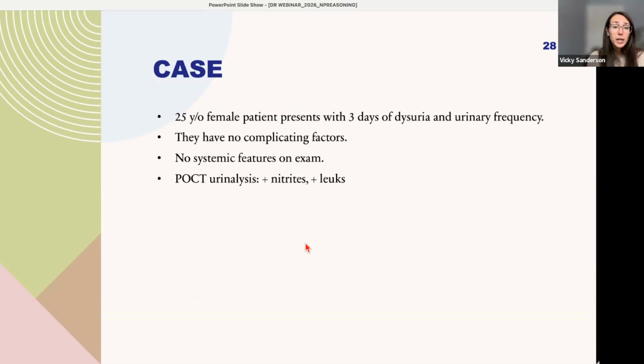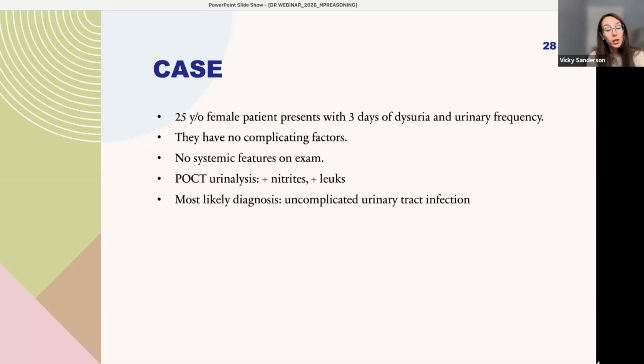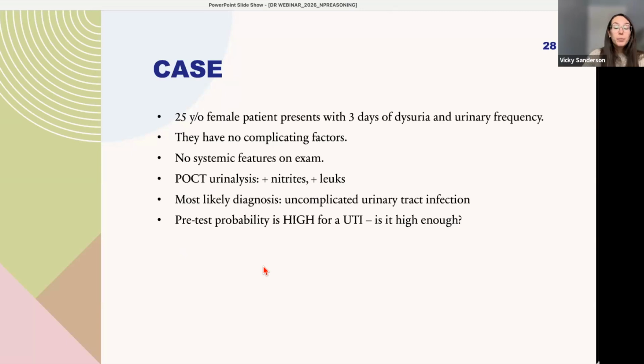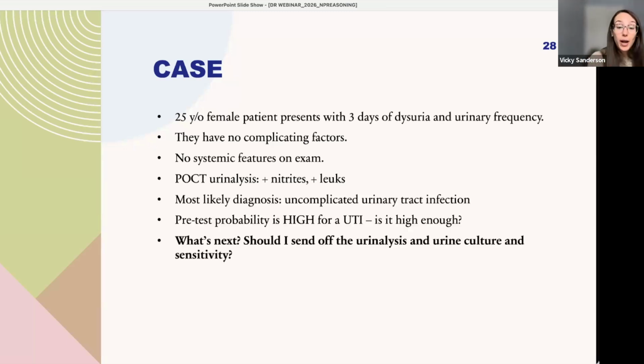We do a point of care urinalysis, and nitrites and leukocytes are positive. So the most likely diagnosis at this point in time, right, would be an uncomplicated urinary tract infection. And if I were to stop and pause and ask myself, what's my pretest probability for a UTI, it would be high right now. Is it high enough? For me, likely, right? I have enough information with this case that I can diagnose an uncomplicated UTI. But what we see a lot of in this classic presentation is, what's next? Should I send off the urinalysis to confirm that there's nitrites or leukocytes? Should I order a urine culture and sensitivity for an uncomplicated UTI?